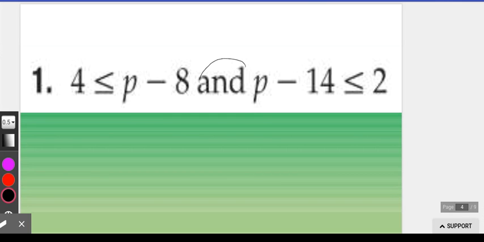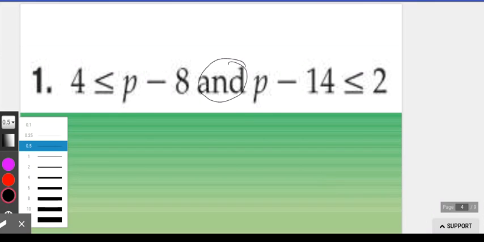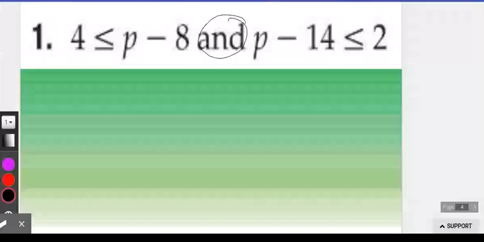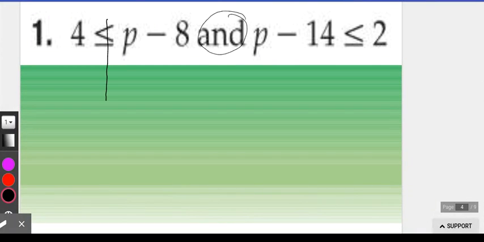All right, this is an and statement. So I need to start off by solving these individual problems. So here's this one, and I'm going to solve this. Well, this one I need to add 8 to both sides. So add 8 to both sides, and I get 12 is less than or equal to p. Now here's something that a good number of people have been forgetting. They were forgetting this yesterday: if we're going to graph this, we do have to put the p on the left. So I've got to revise this particular answer.